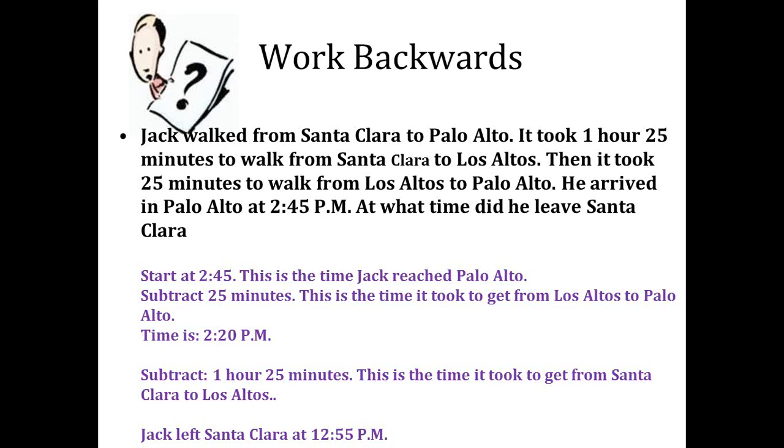So this is one of those classic math scenarios that if you're asked to figure out when he left, and what you know was when he arrived at the very end at 2:45, you have to work backwards. And that's what the remaining slides show you, is that you take into consideration all the factors of the minutes he walked and so on and so forth.